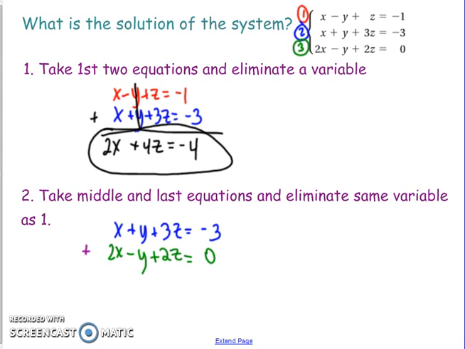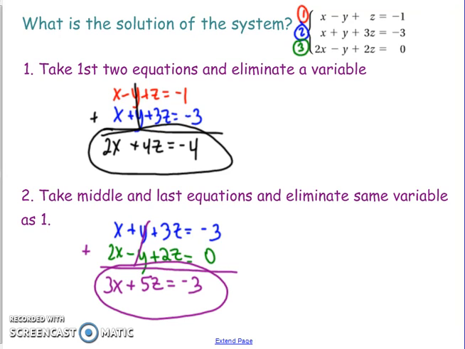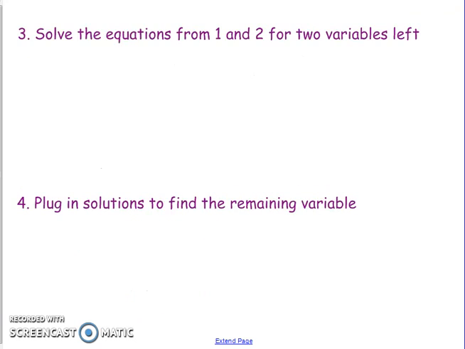So now I'm going to add all this. So I get 3x. The y's are going to cancel. I get 5z. And I get negative 3. So now I'm going to circle this one as well. Once I have my 2 new equations, these 2 equations only have 2 variables in them. So now this is like a regular system. So what I'm going to do is take these 2 and stack them up and do elimination with them.